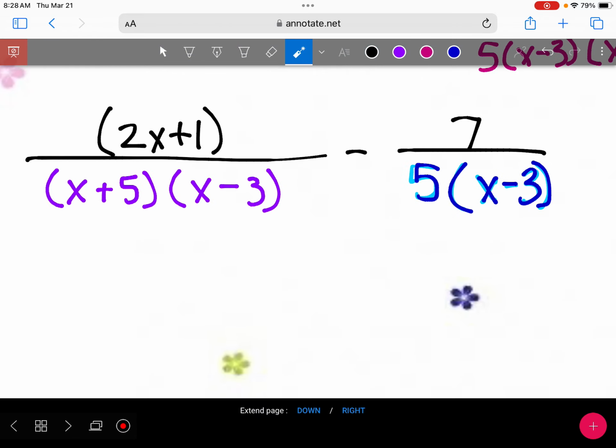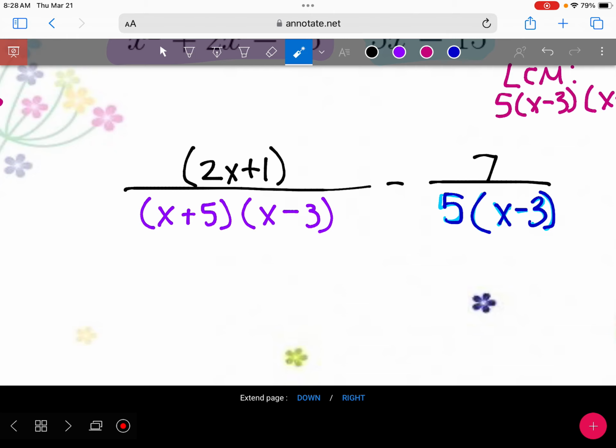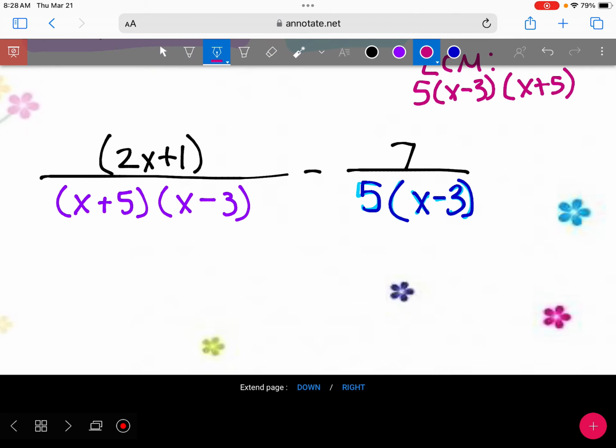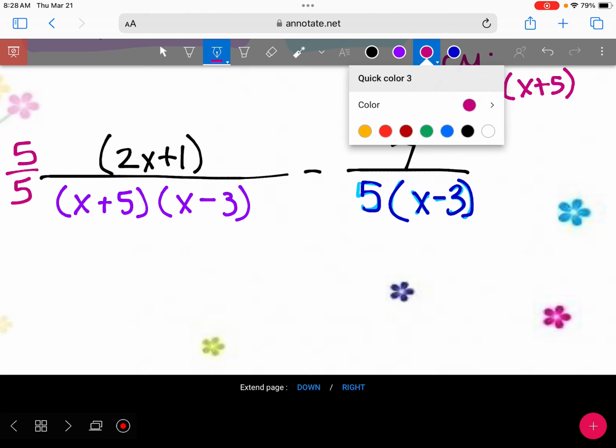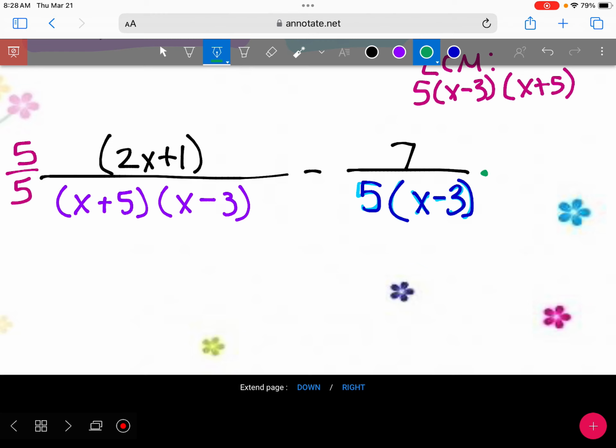So when we're looking for our parts that we multiply by, my left-hand fraction, the only piece that it's missing is the 5. So we need to multiply this one by 5 over 5. My right-hand piece, we need to multiply it by the piece that it is missing, which is my x plus 5, over x plus 5.